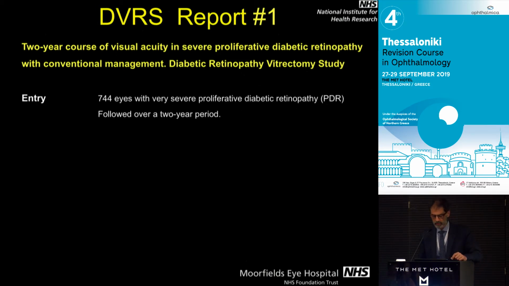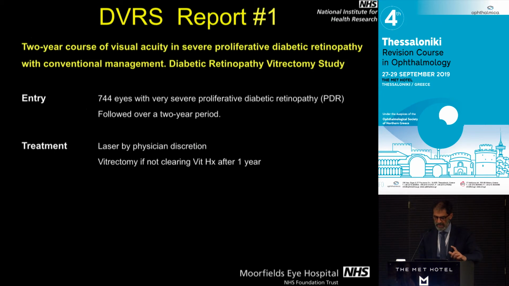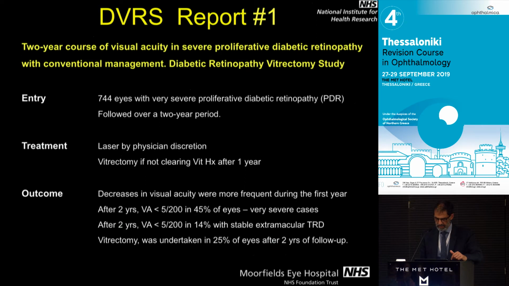744 eyes with proliferative disease, with laser at the physician's discretion and vitrectomy if not clearing, and after 2 years with no treatment, almost 50% of cases had lost vision. And this is the second thing they learned from that study. In the observational arm, stable extramacular tractional retinal detachments did not progress.